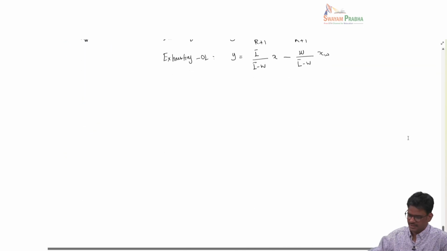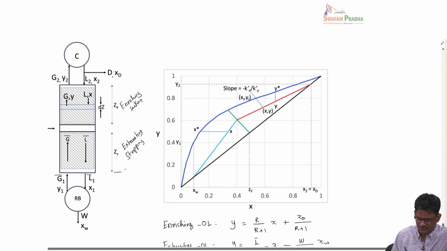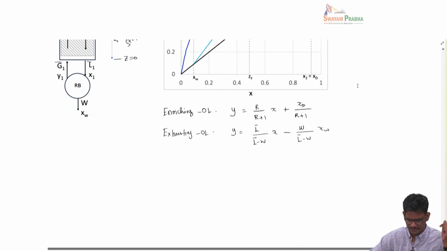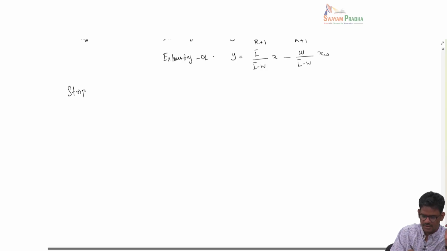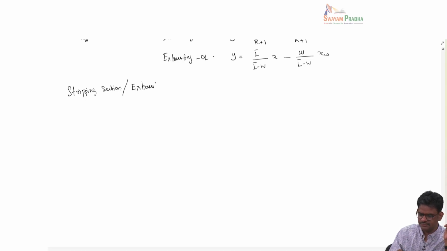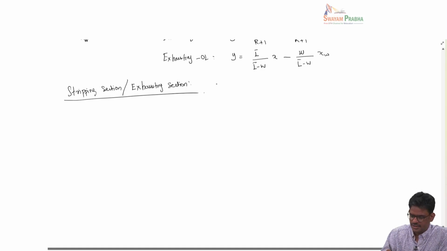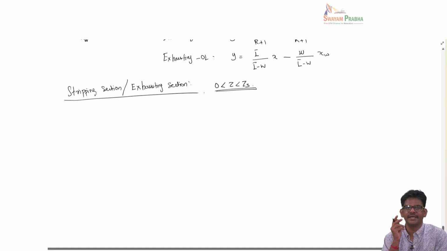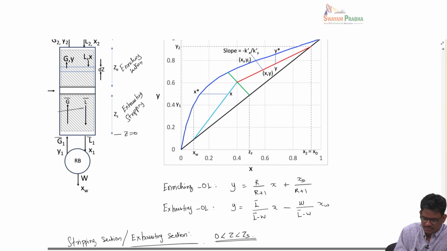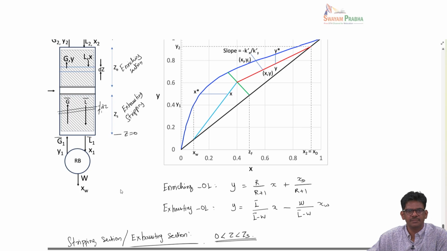Okay, so first we will measure the height from here. The base of the column is z equal to 0. From here onwards, first we will take the stripping section. We will do the design equation for the stripping section, and after that we do it for enriching. Stripping section or exhausting section, both mean the same. So here we are saying that z goes from 0 to Zs, where s stands for stripping. So we take a small width dz, and then we write the mole balance.